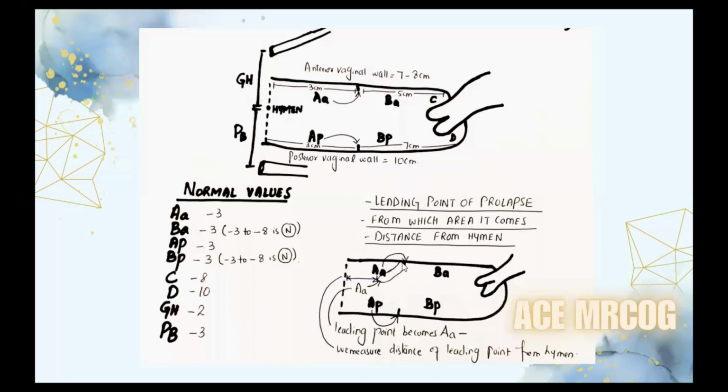So you can say that this is the point AA normally, but this is the portion. Here it has prolapsed like this. So now this leading point is AA. Now we see from which area it is coming. We know that it is coming from the anterior wall. And now we will calculate the distance from the hymen. This is hymen, so how much is the distance? So this is how we calculate the POPQ grading system.